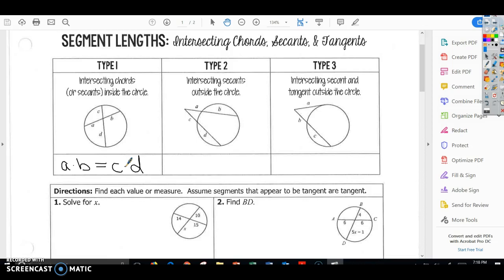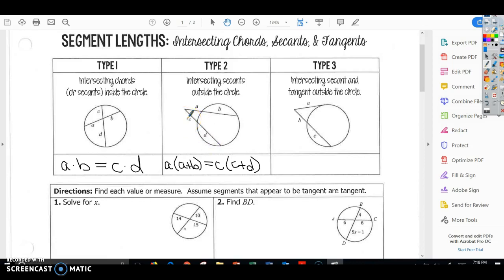Alright, intersecting secants. So they're outside the circle. 2 of the variables are inside, 2 are outside. The formula for this is A times (A plus B) equals C times (C plus D). So you can see that you've got this small part on the outside times A plus B, the whole part. And then on the other side, same thing, you've got the small part, the C, times the part on the inside and the outside added together.